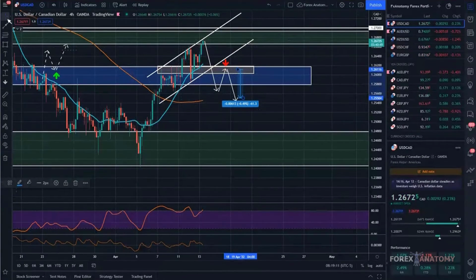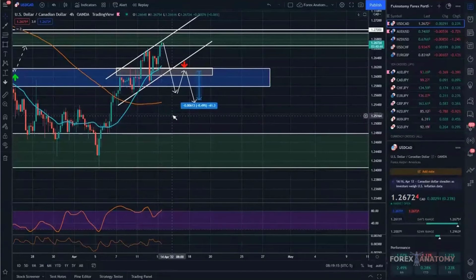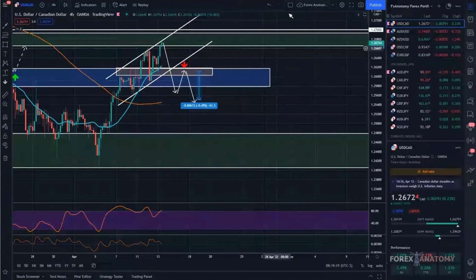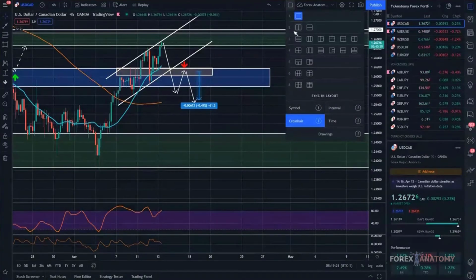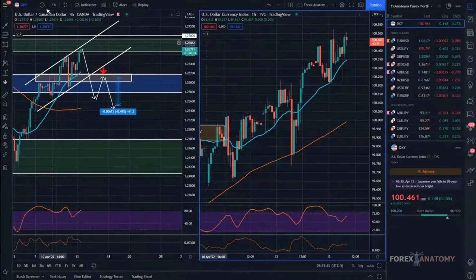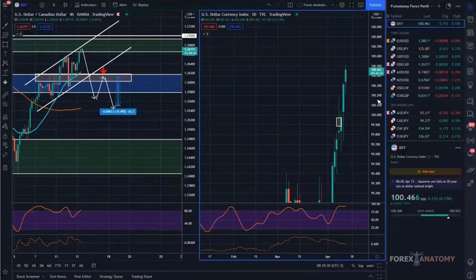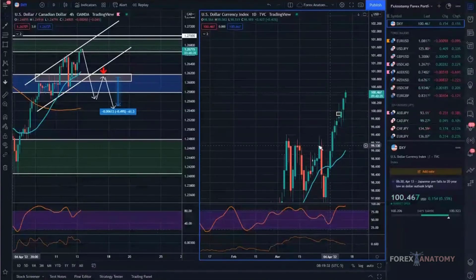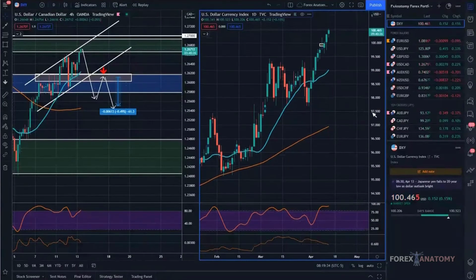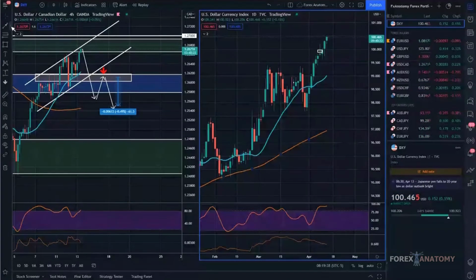Now, if you want to confirm that, what we can do is look at what is happening with the dollar or the Dixie. Let me just add a separate window right here, and let me go to the Dixie. Okay, the Dixie's right here. Let's go to the daily first. On the daily, we see that price is definitely expanding to the upside, and it almost gave us a measured move to the upside.